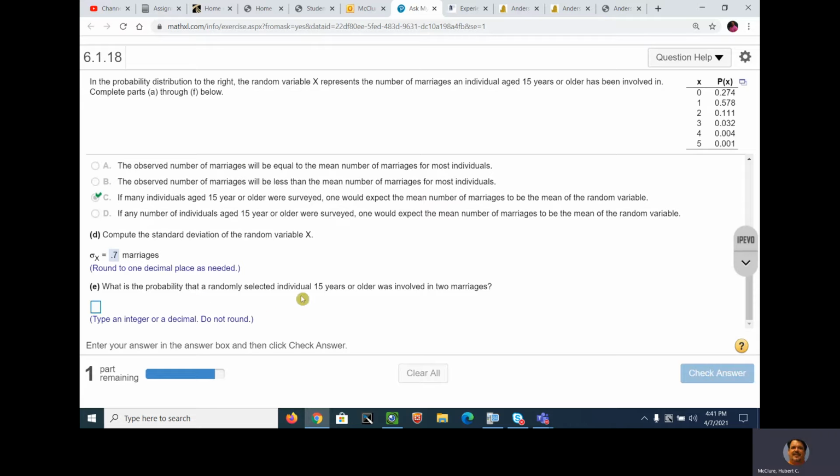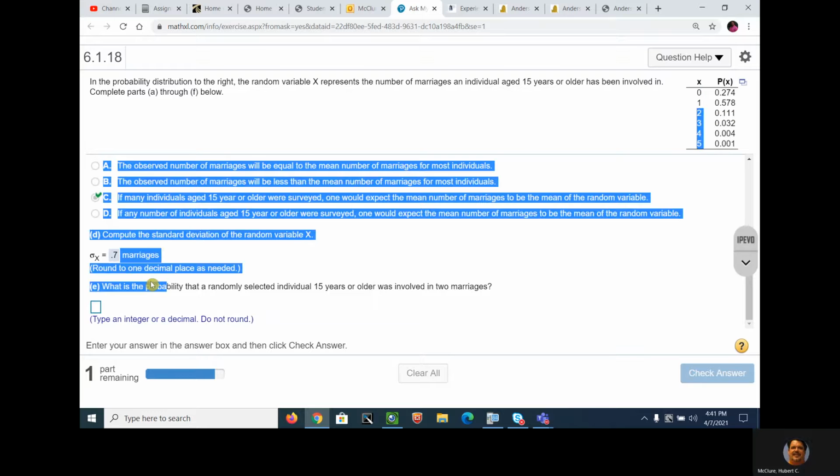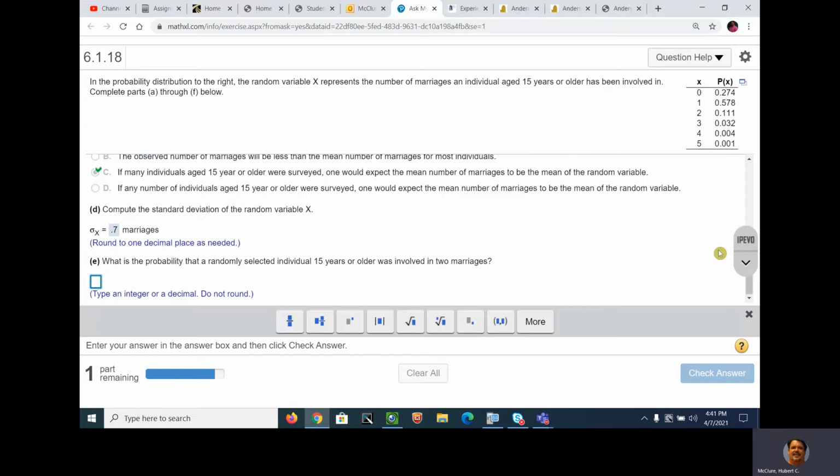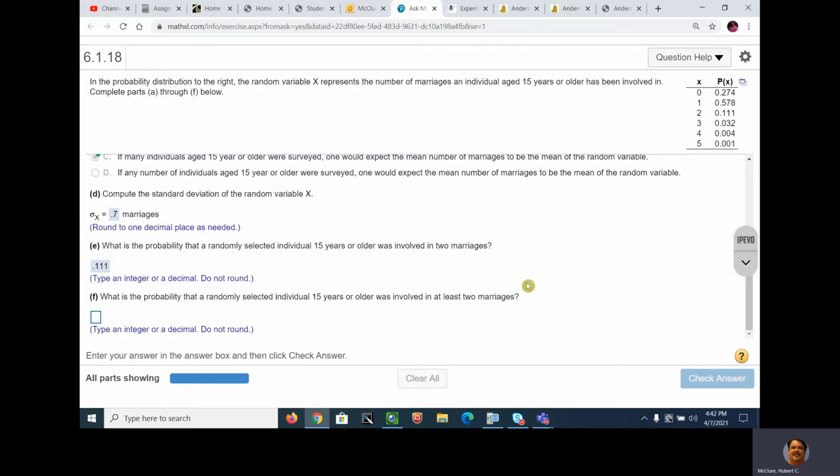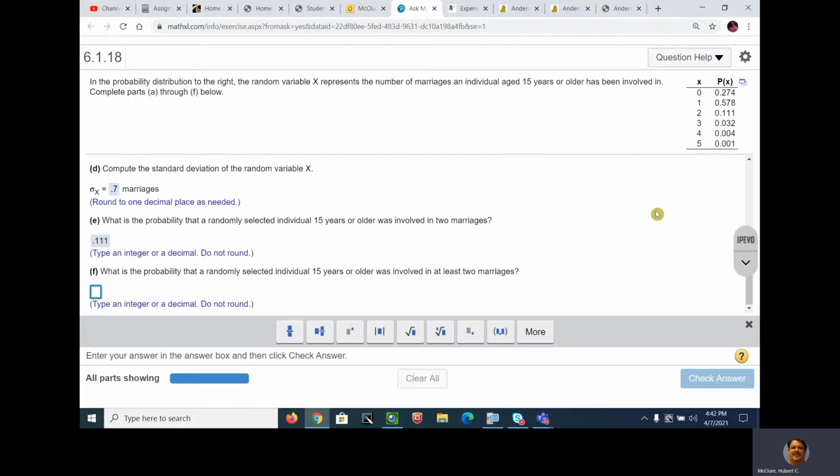What is the probability that a randomly selected mother involves 2 marriages? 2 marriages is 0.111. So you go down here and you type in 0.111. What is the probability of at least 2? At least 2 means you're going to add the 2, 3, 4, and 5 probabilities up. So that's 0.111, so that'd be 0.143, 147, 148. 0.148.